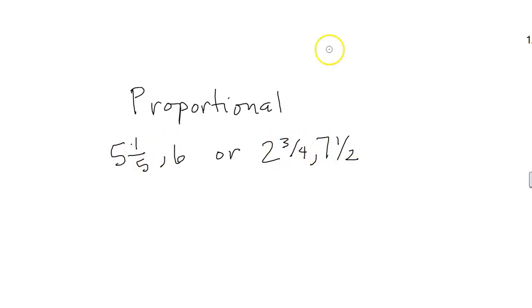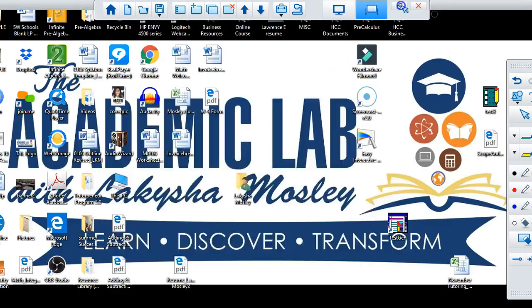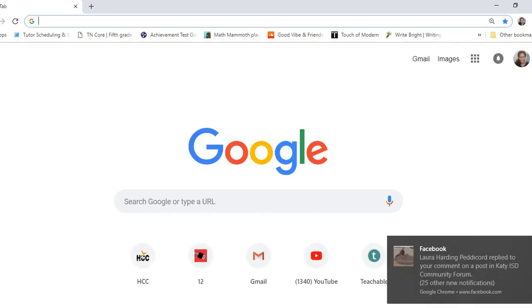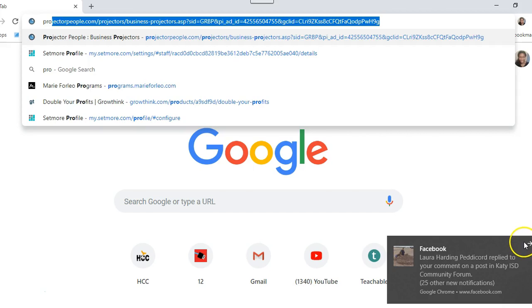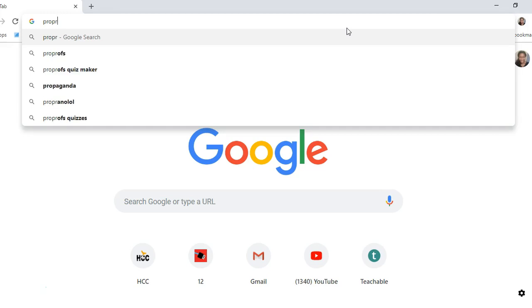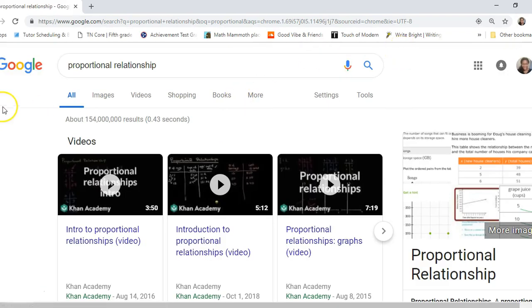Let me do something real quick. I'm going to show you, if you were at home by yourself, how to go about learning some things on your own. So I'm going to open up the internet for a second, and I'm going to type in proportional. Proportional relationship, and there's a formula. That's why I couldn't recall.